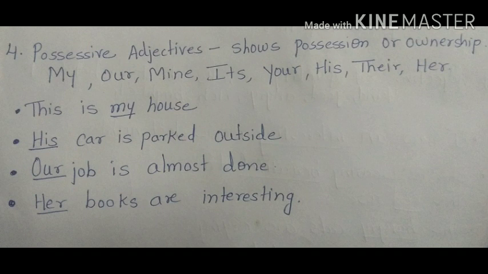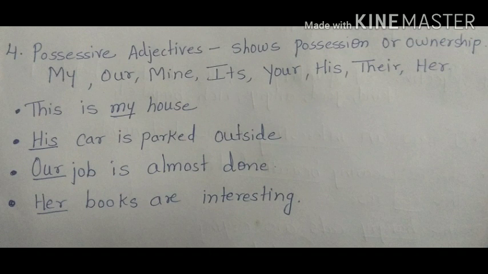For example, this is my house. My is a possessive adjective and house is the noun. Second, his car is parked outside. His car. His is a possessive adjective. Car is a noun. Our job is almost done. Our is a possessive adjective and job is a noun. Her books are interesting. So here her is a possessive adjective which qualifies the noun books.